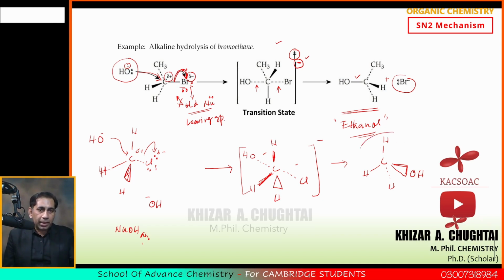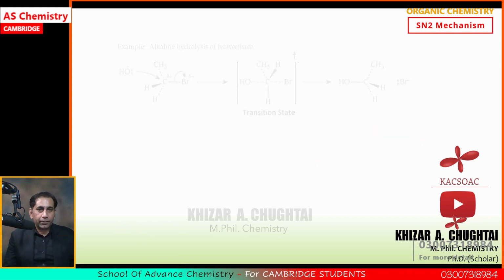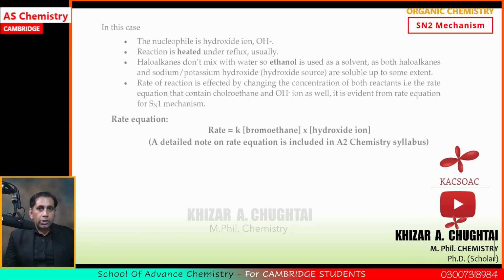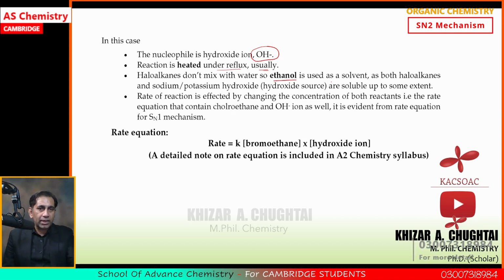However, this is a simple mechanism and there is no need to write inversion or retention, and this is finally the general main final product of the SN2 mechanism. So in this case, the nucleophile is OH negative ion. Reaction is heated under reflux, usually, mostly. Halogenoalkanes do not mix with water, so ethanol is sometimes used as a solvent for both the haloalkane and sodium or potassium hydroxide and so on.